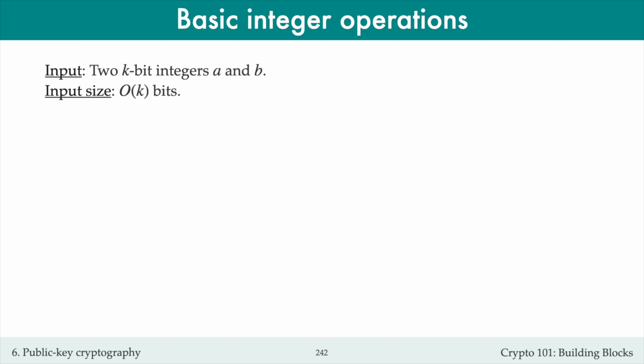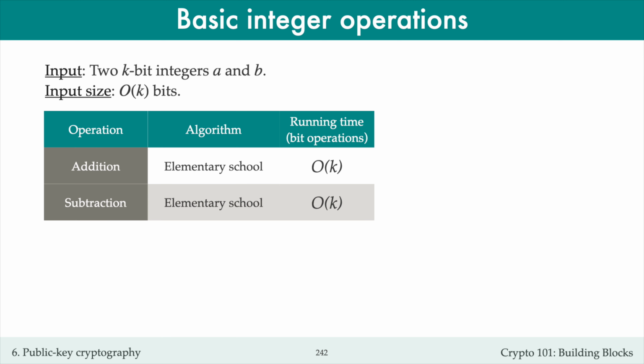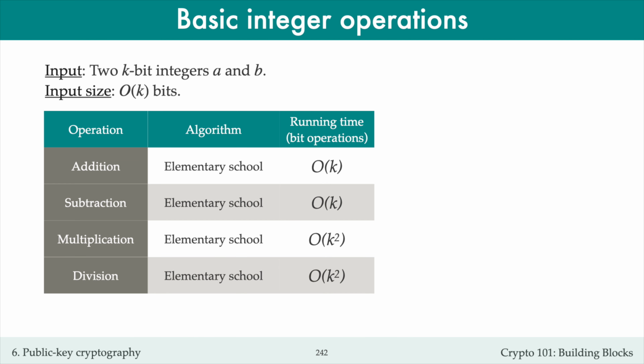Let me convince you that the algorithms you learned in grade school for adding, subtracting, multiplying, and dividing integers are polynomial-time algorithms. Addition and subtraction have linear running times, whereas multiplication and division have quadratic running times. As it turns out, the Euclidean algorithm for computing the greatest common divisor of a and b is also a polynomial-time algorithm.